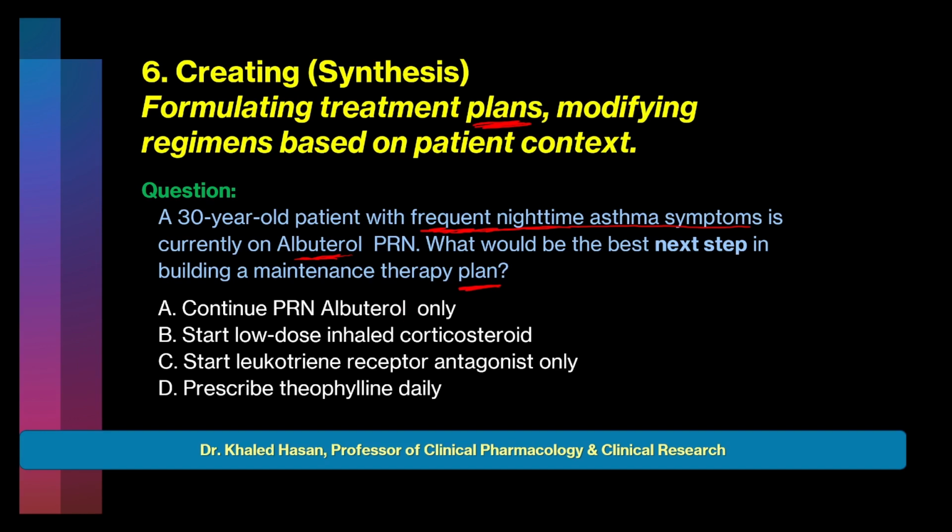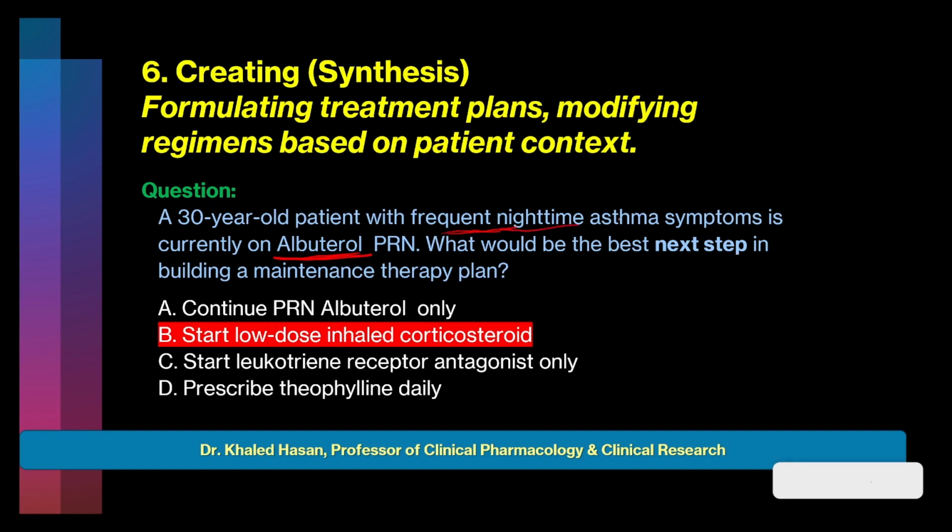A. Continue PRN albuterol only. B. Start low-dose inhaled corticosteroid. C. Start leukotriene receptor antagonist only. Or D. Prescribe theophylline daily. The correct answer will be start low-dose inhaled corticosteroids. When you have a patient on albuterol, especially with intermittent asthma, who starts to suffer from more severe asthma, where the situation needs more control, we can add inhaled corticosteroids.